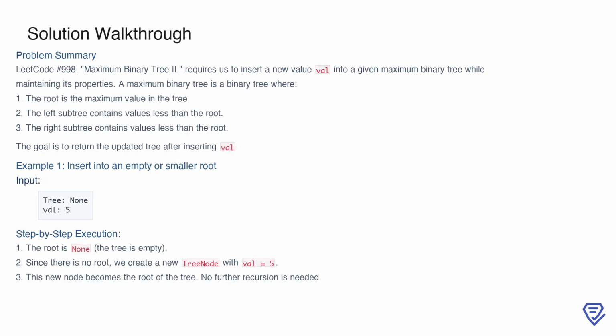To solve LeetCode number 998, Maximum Binary Tree 2, we need to understand the properties of a maximum binary tree. The root of this tree is always the maximum value, and all values in the left and right subtrees are smaller than the root. When inserting a new value, the goal is to maintain these properties while returning the updated tree. For example, if the input tree is empty, as shown here, we simply create a new node with the given value. Since there is no existing structure, this new node automatically becomes the root, completing the insertion process.